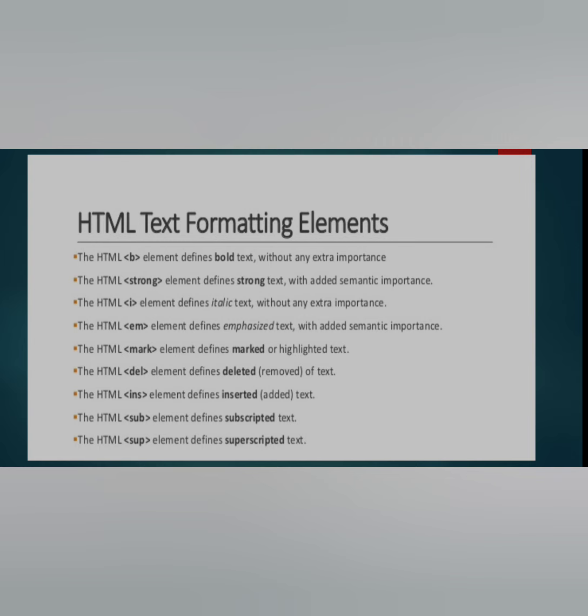HTML text formatting elements. B defines bold text without any extra importance. The strong element defines strong text with added semantic importance. I defines italic text without any extra importance. The EM element defines emphasized text with added semantic importance. The mark element defines marked or highlighted text. The del element defines deleted or removed text. The ins element defines inserted or added text.